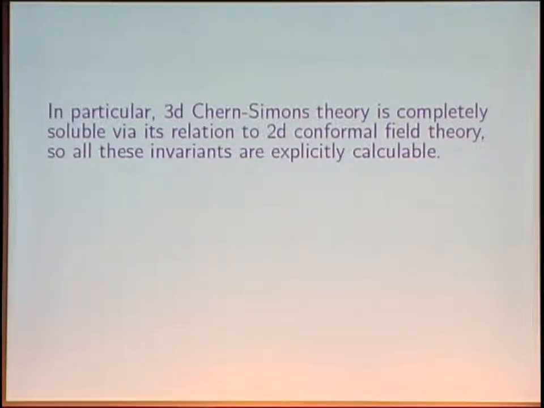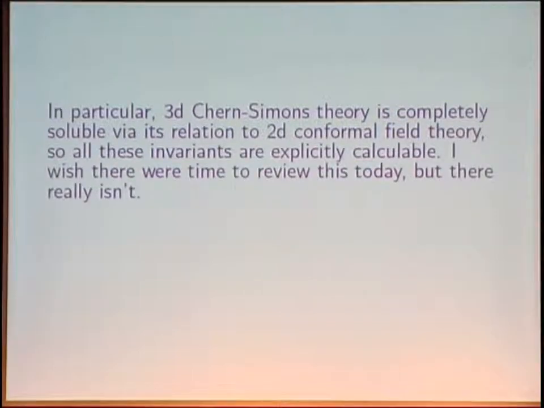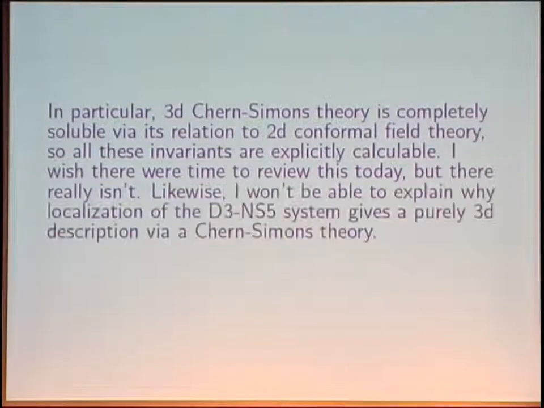So there's a hierarchy of relations between theories in different dimensions. Supersymmetric localization maps from 4 to 3, and then there's a much older story that maps from 3 to 2 and leads to these invariants being exactly soluble, calculable. Now, I wish there were time to review this today, but there really isn't. And likewise, as I've already said, I won't be able to explain in detail why localization of the D3-NS5 system gives a purely 3-dimensional description via Chern-Simons theory.